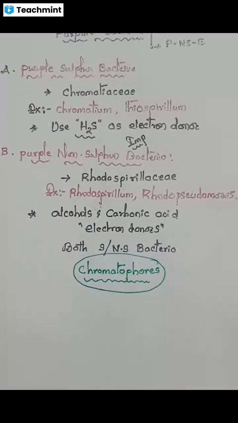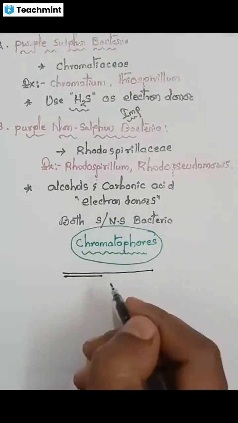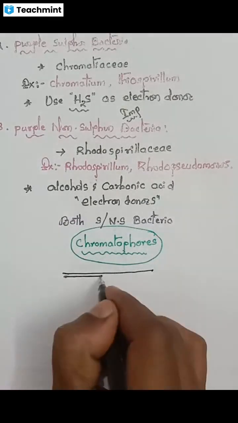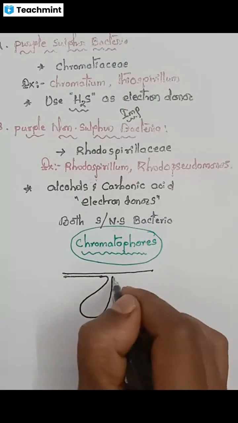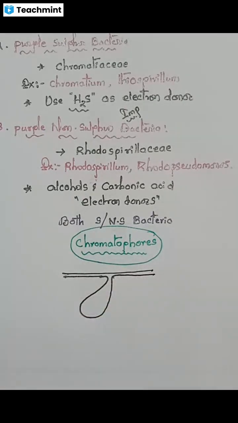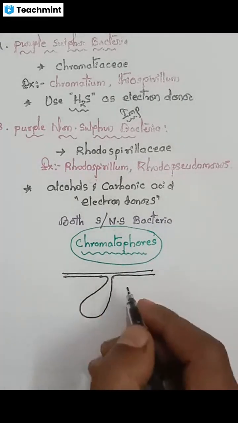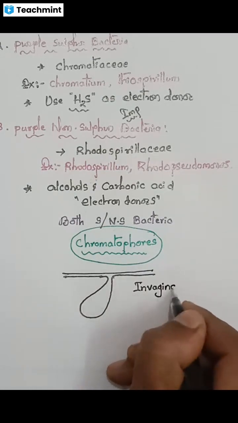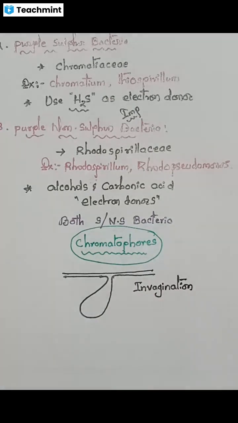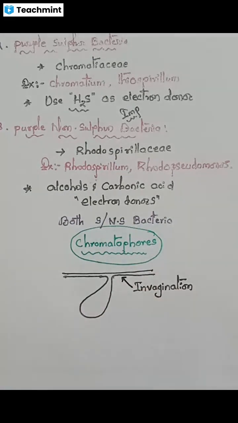So the chromatophores are vesicle-like structures. These are vesicle-like structures originated from the cytoplasmic membrane by invagination. The chromatophores are originated from the cytoplasmic membrane by invagination.